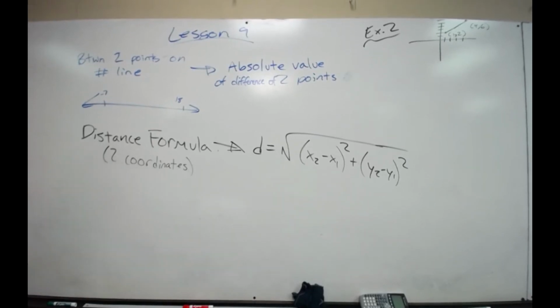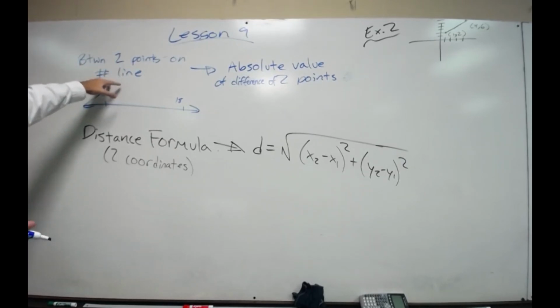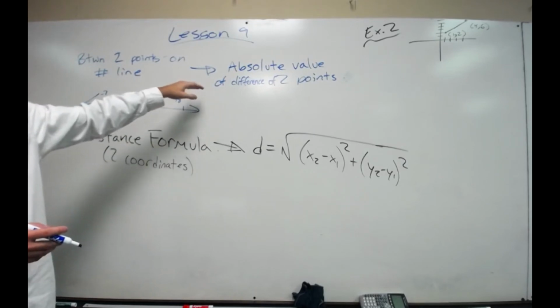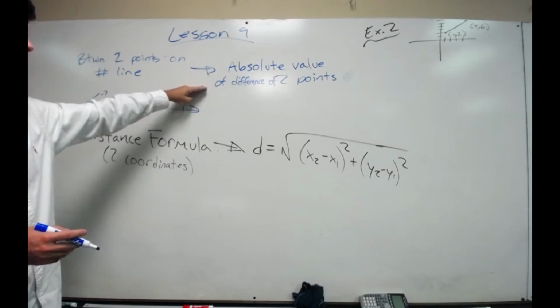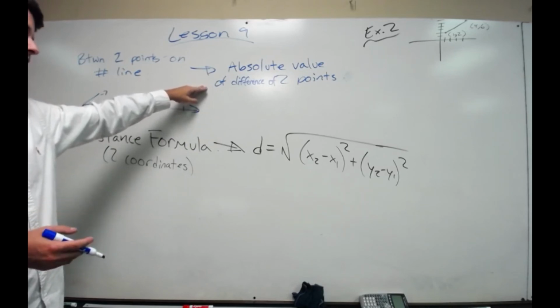We're on page 53 looking at lesson 9, the distance formula. If we're looking at a number line, then the distance between 2 points on a number line can be found by using the absolute value of the difference, subtraction, of both points.